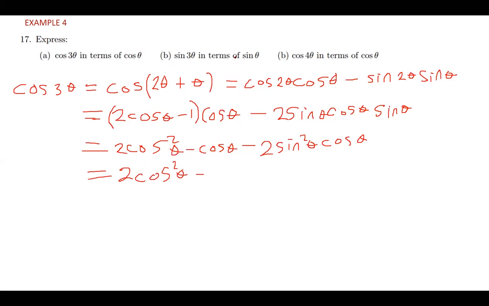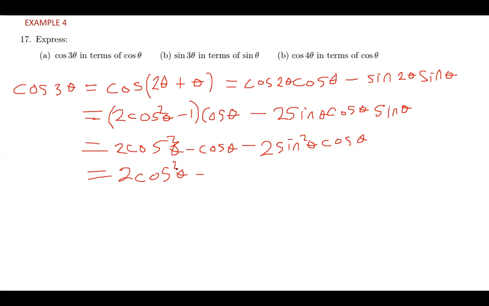I'm not clear with where the 2 cos theta minus 1 came from on the second line. Oh, sorry. This is supposed to be cos squared, not 2 cos theta. Oh, thank you for that correction. So this is going to be cos cubed theta. It's now clear? Yes.